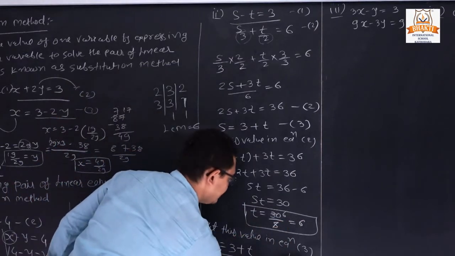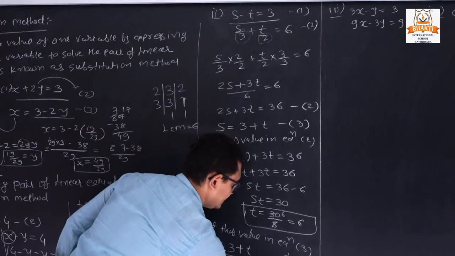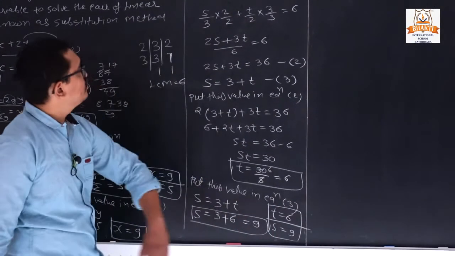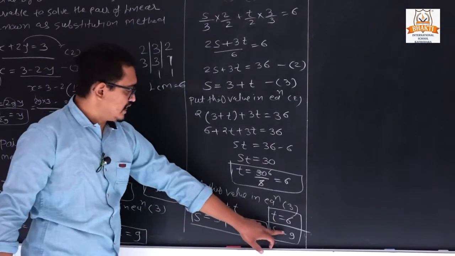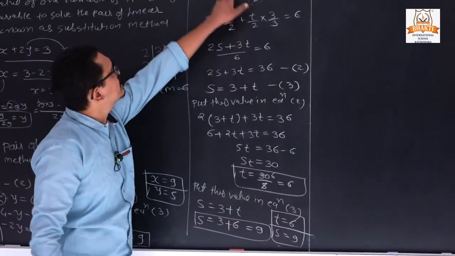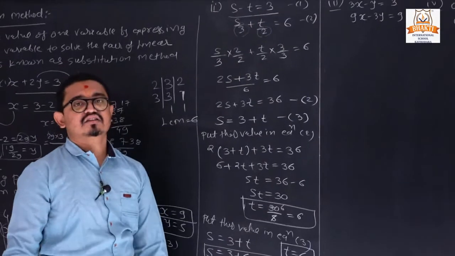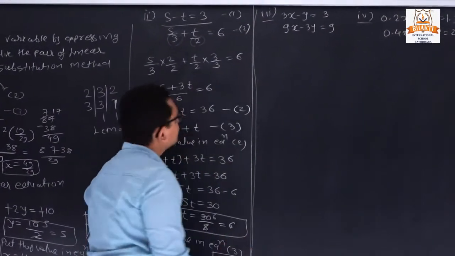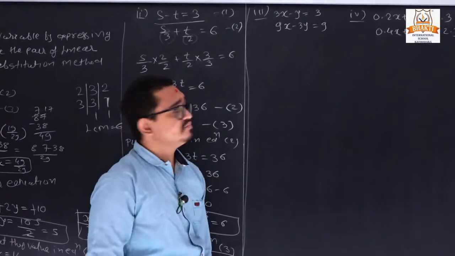So here we can write t is equal to 6 and s is equal to 9. And now you want to check the answer. So s minus t, so 9 minus 6, so it is 3. So we can also verify the answer. Now next, question number 3.